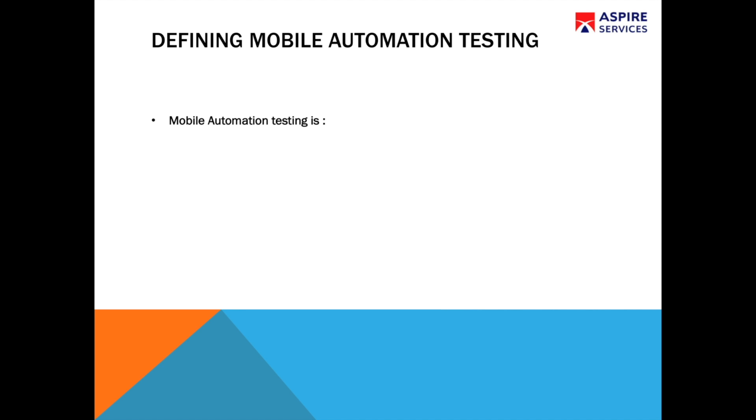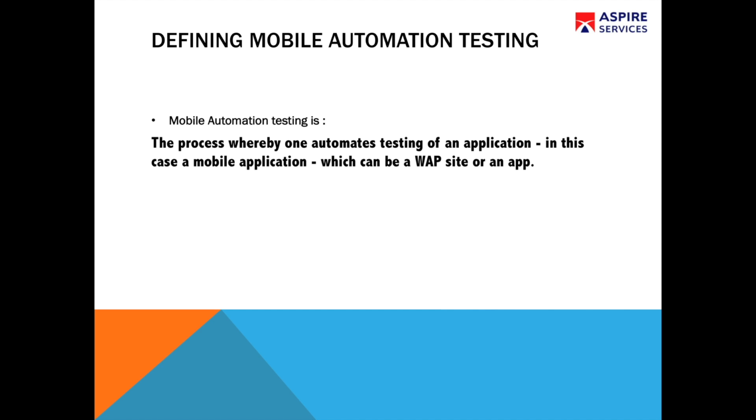So, the definition of mobile automation testing. Mobile application testing is a process by which an application software developed for mobile devices is tested for its functionality, usability, and consistency. And when we automate, it's the process whereby one automates testing of an application, in this case a mobile application, which can be a website or an app. This can be done by using tools and helps us in reducing the testing cycle time.